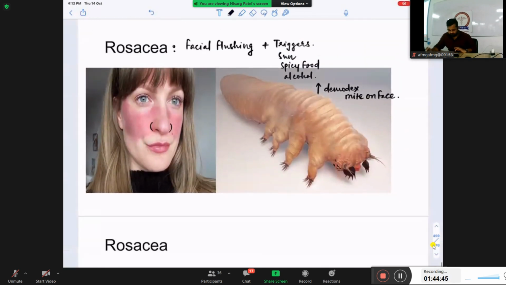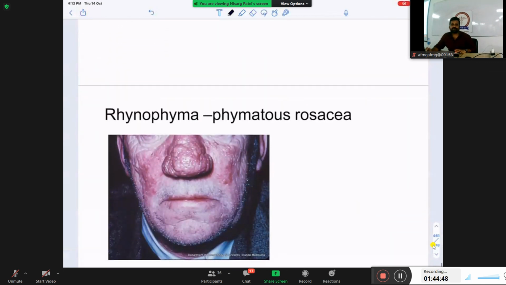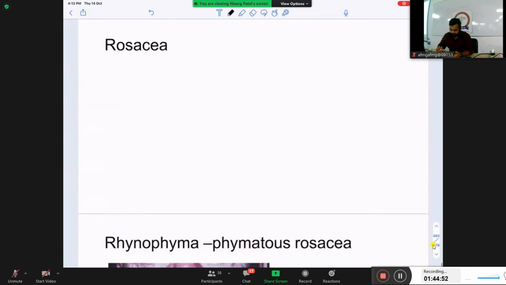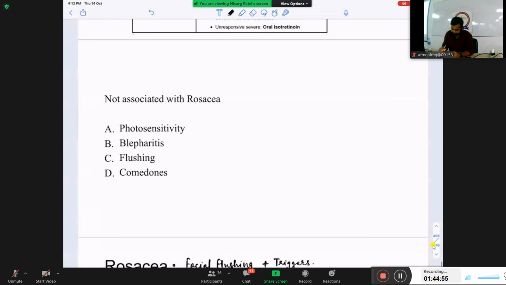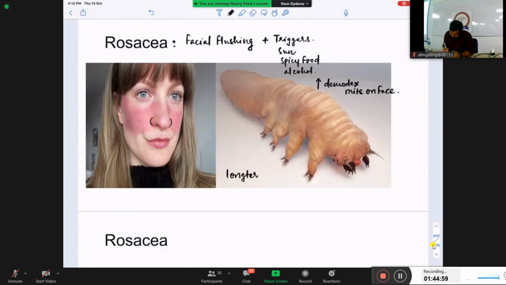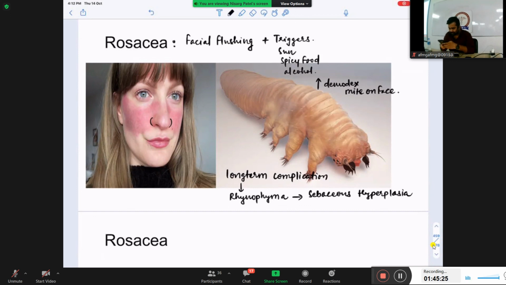In the long term, this patient will develop a complication, which is rhinophyma. Okay, so the long term complication is rhinophyma. It is due to sebaceous hyperplasia.